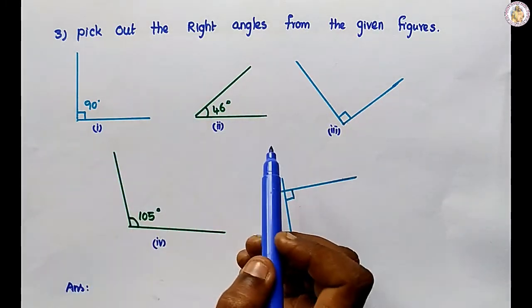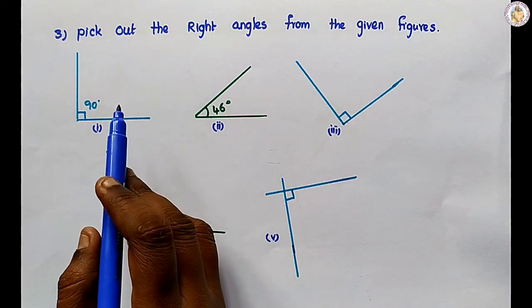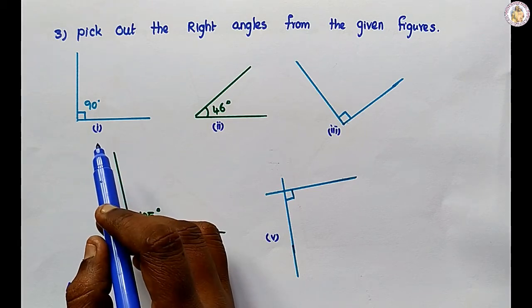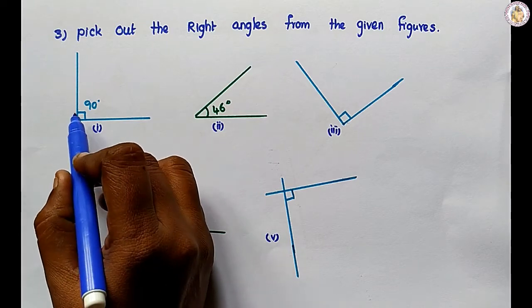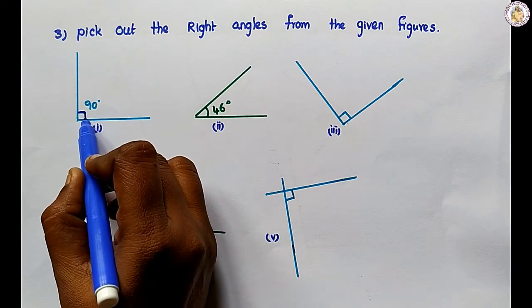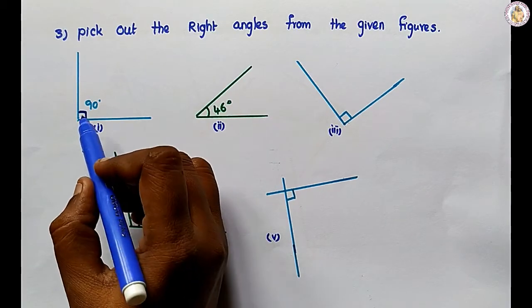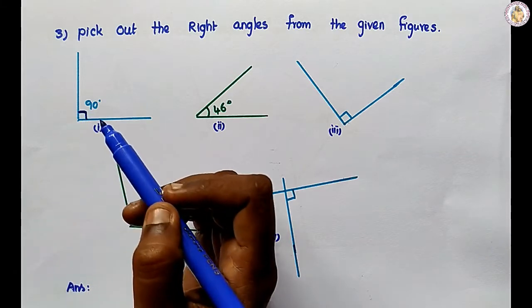Third one, pick out the right angles from the given figures. Listen, they given the 5 figures. From that we have to pick out the right angles only. Which one is right angles? Right angles measures 90 degree. It denotes by this box symbol.